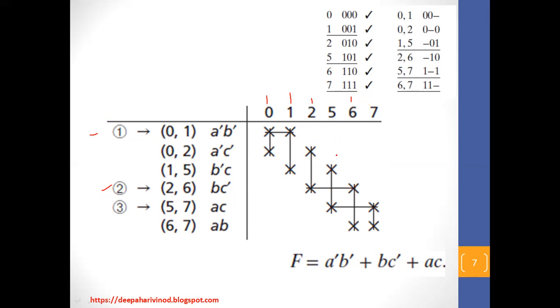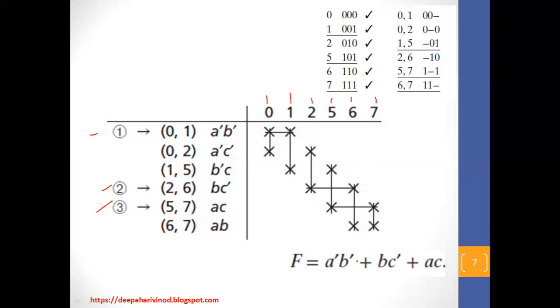Now remaining is 5. For 5, I could choose 1, 5, but 1 is already covered, so it is not needed. So move on to the next, that is 5, 7. 5 and 7 is remaining, so you can choose 5 and 7. That is the third term. All the minterms have been covered by one or the other term. So this will be the minimized form.